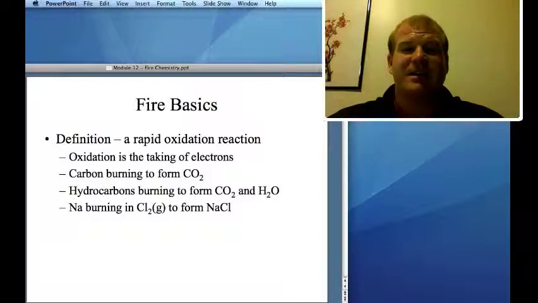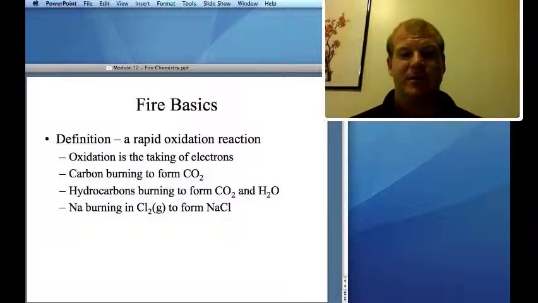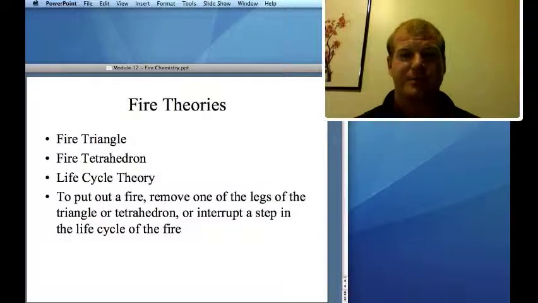But oxygen is not the only oxidizer. Chlorine gas, for instance: sodium metal will burn in chlorine gas to form sodium chloride salt. So it's not just oxygen that can cause fires. There are fires available from other oxidizers.